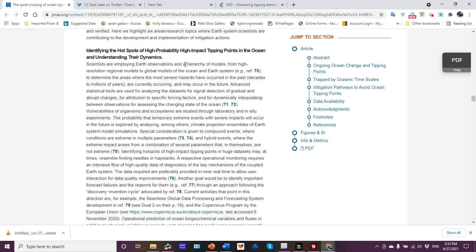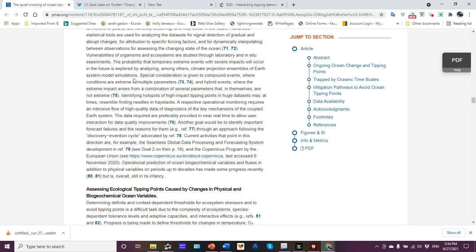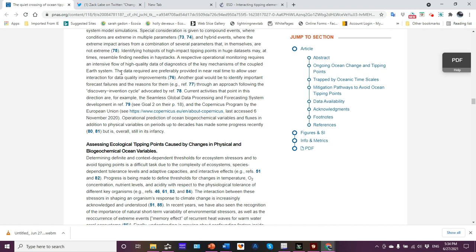Scientists are employing Earth observation and a hierarchy of models, from high-resolution regional models to global models of the ocean Earth system, to determine the areas where the most severe hazards have occurred in the past, decades to millions of years, where they're currently occurring and may occur in the future. And they discuss how they determine the probabilities and so forth. And they talk about the type of data required, preferably as current as possible. Another goal would be to identify important forecast failures and why they failed.